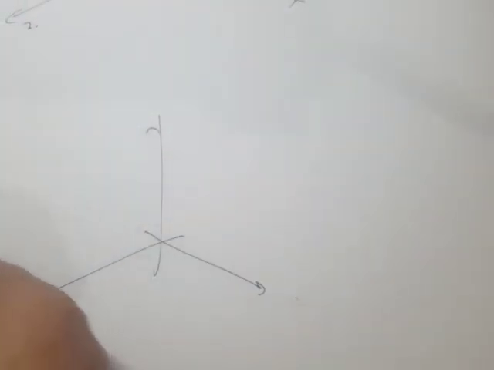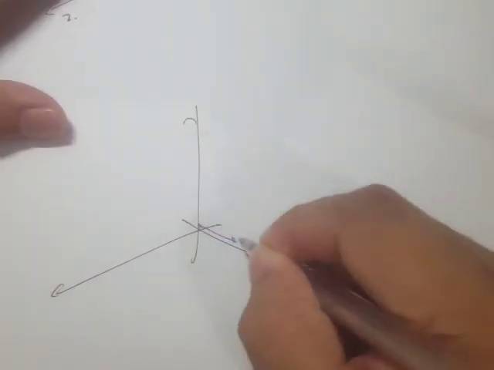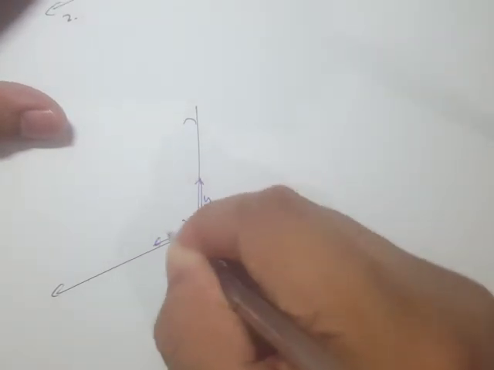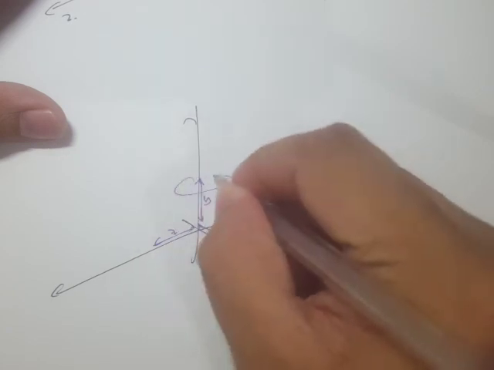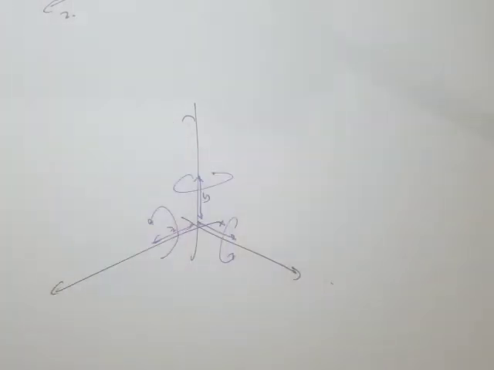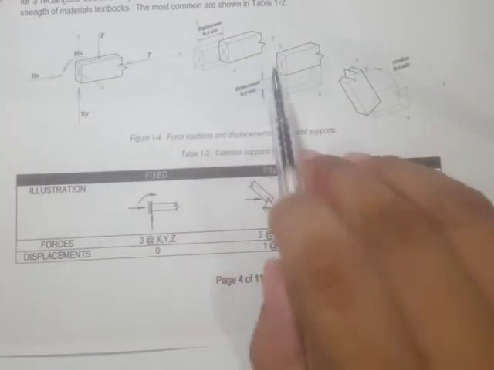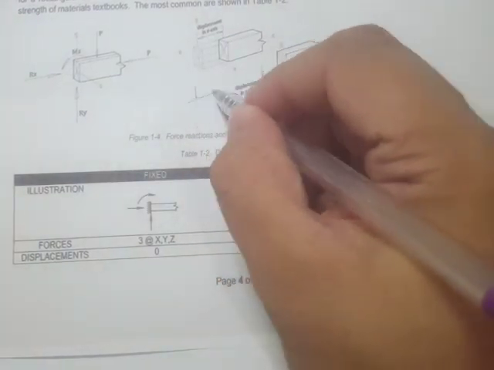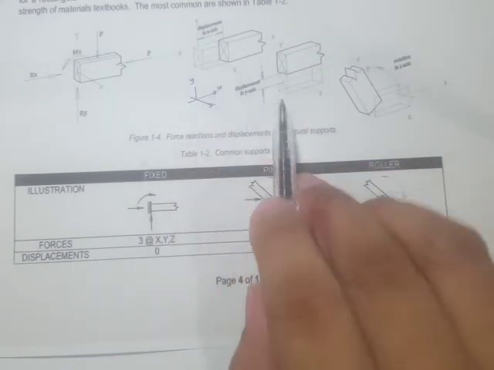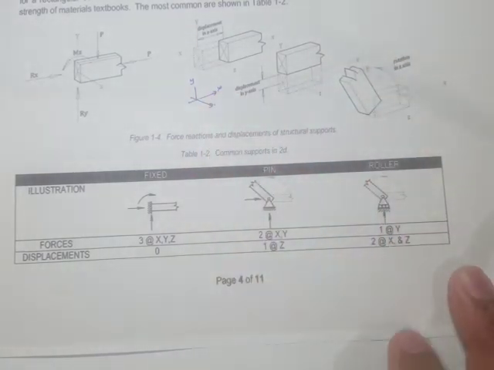So we can have displacements along x, let's say this is x, then this is y, and then this is z. We can also have rotation about y, rotation about x, or rotation about z. So right here, let's say this is our x, this is our y, and this is our z. It can translate along x, translate along y, or rotate about z for 2D systems.